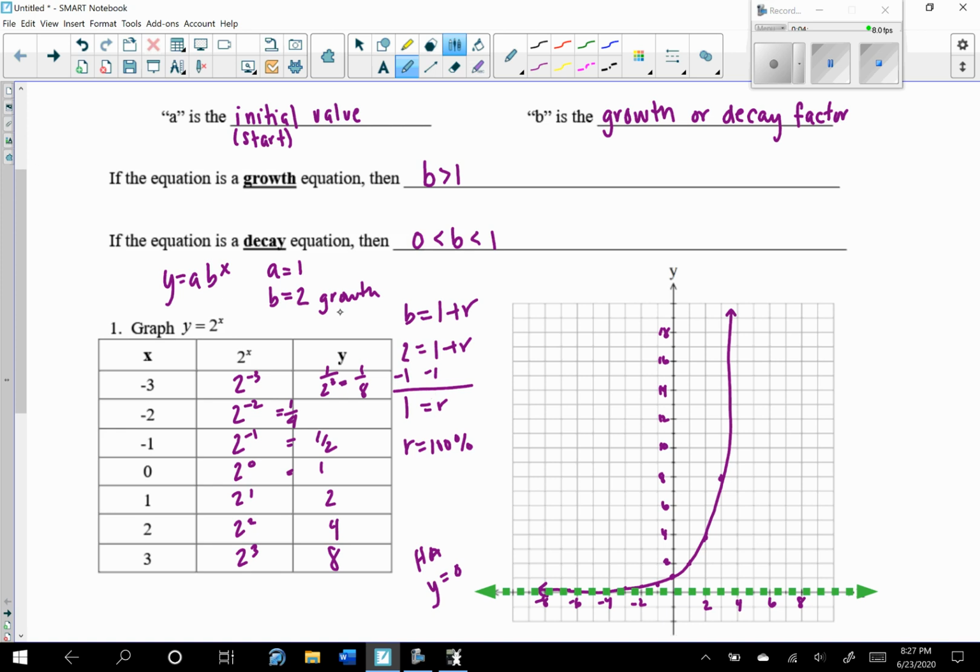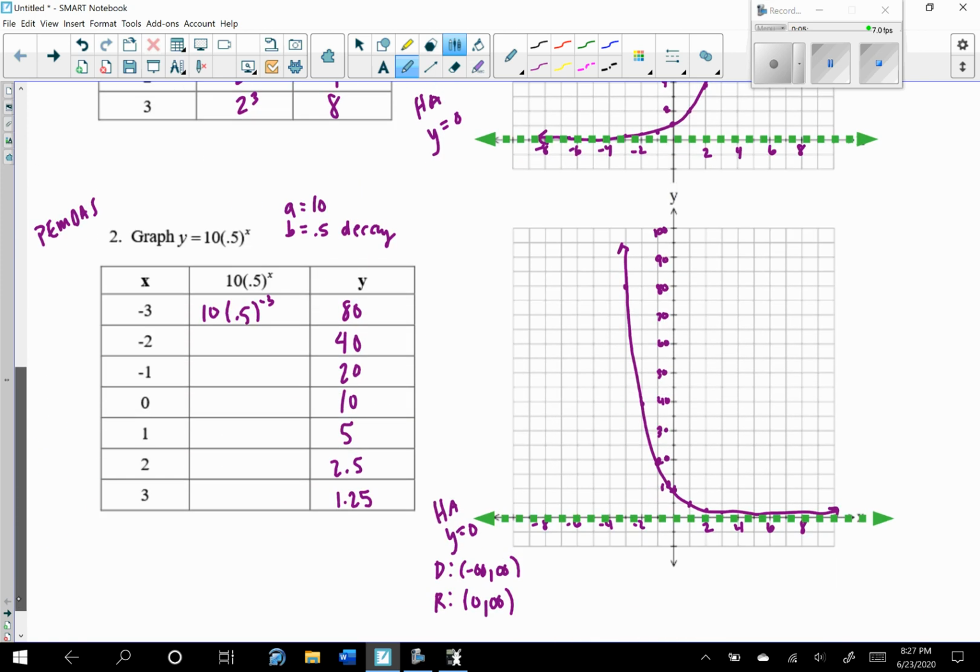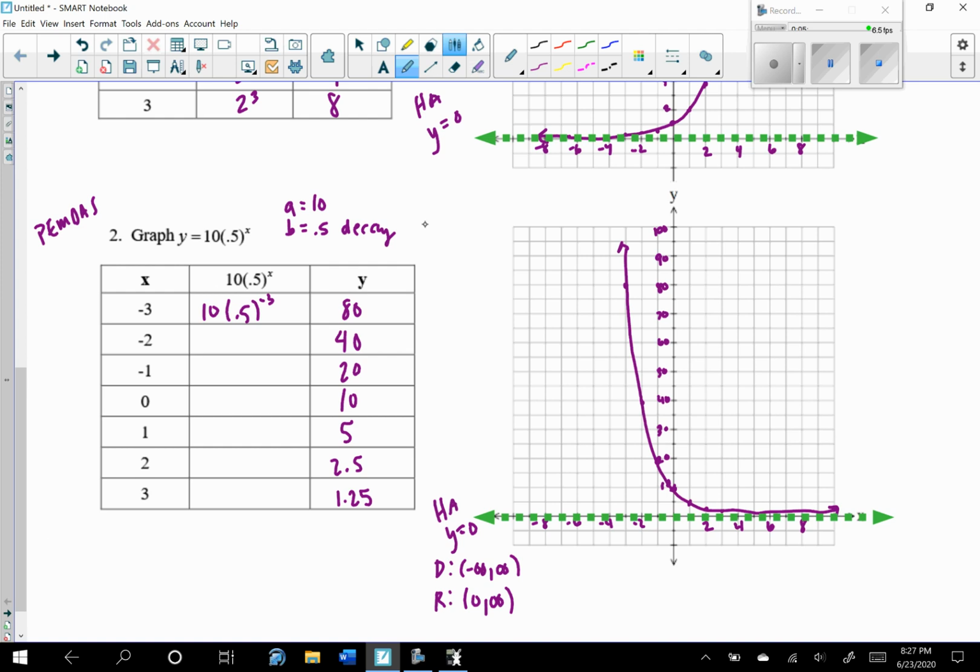So keep in mind that the growth factor is not telling you the rate, so be careful with that. Looking at number 2, your b value was 0.5, so for the rate at which we are decaying, use this formula still. If you subtract the 1, you get negative 0.5 is equal to r. So multiply that by 100. That's negative 50% is equal to the rate. So that means you're decaying by 50% each time for this graph here.